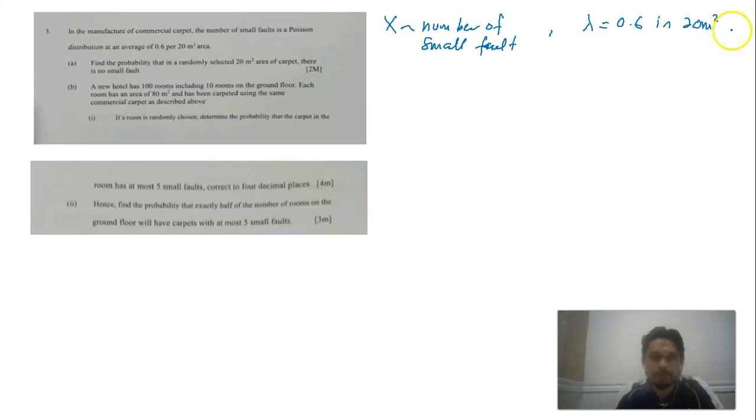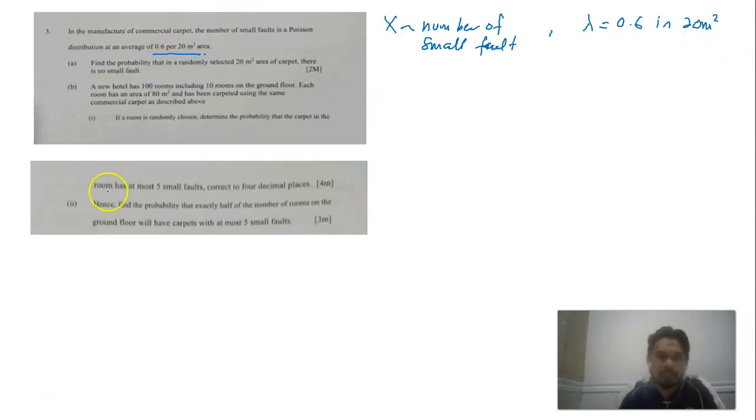Okay, so question number 3. In the manufacture of commercial carpet, the number of small faults follows a Poisson distribution with an average of 0.6 per 20 square meter area. So in this case, we'll let X be the number of small faults, with lambda equal to 0.6 in 20 square meters, as mentioned here now.